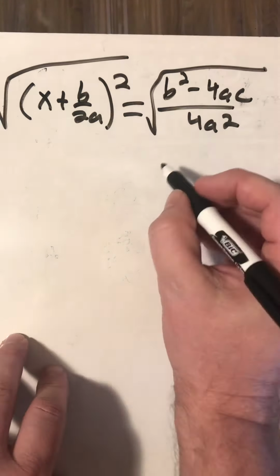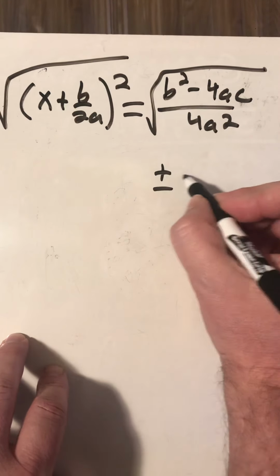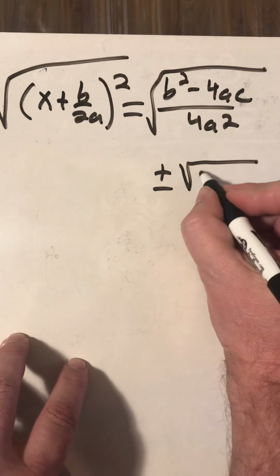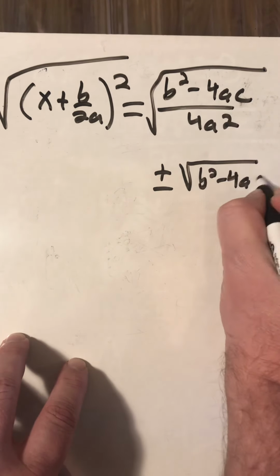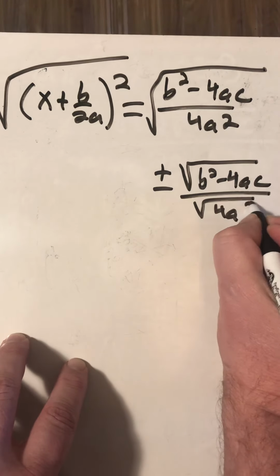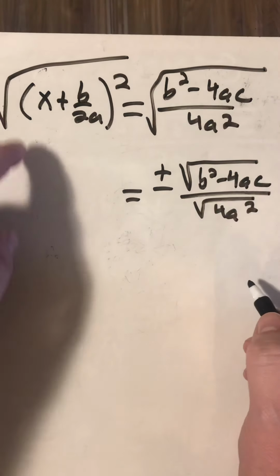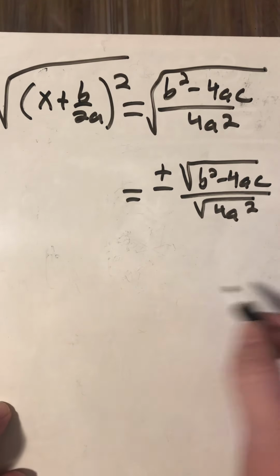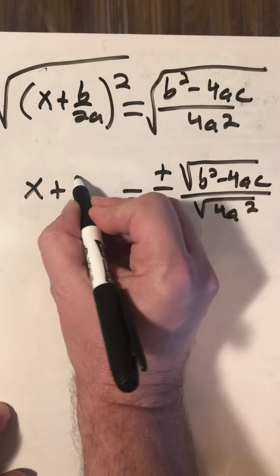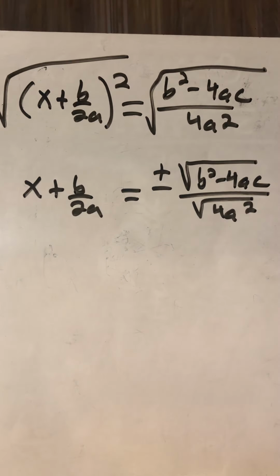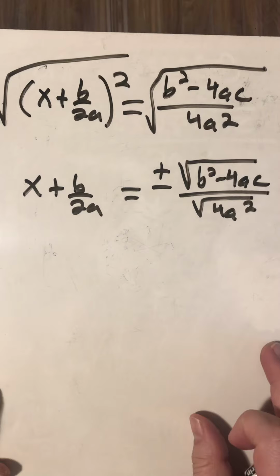Now remember, I've got to do a plus or minus on this side. So plus or minus, and I can go ahead and write this as b squared minus 4ac, the square root of that, over the square root of 4a squared. All right? And that equals, on this side over here, if I take the square root of x plus b over 2a squared, that's just going to be x plus b over 2a. All right? Let's continue simplifying here.